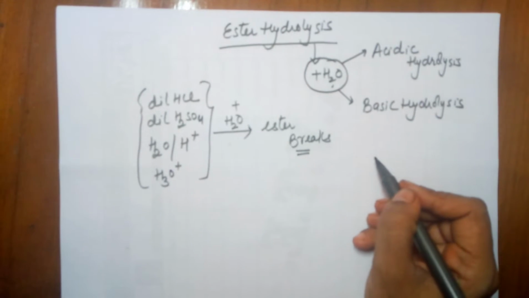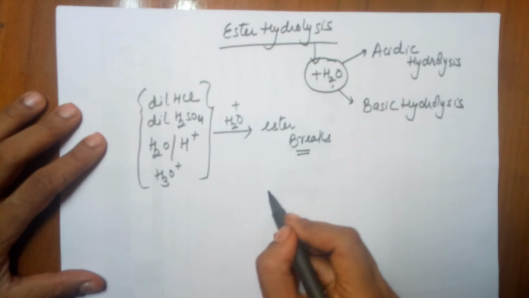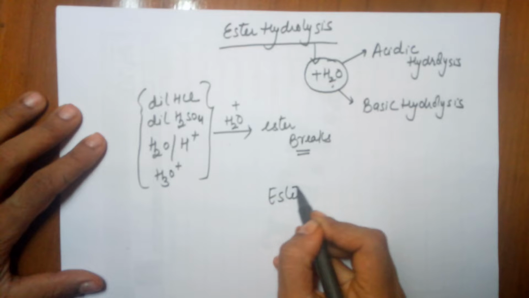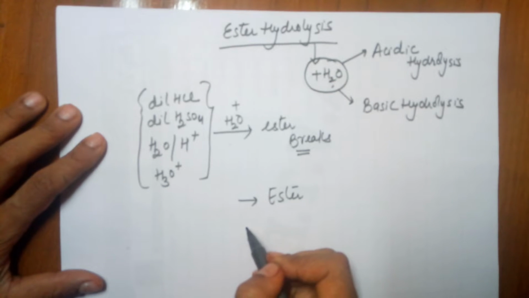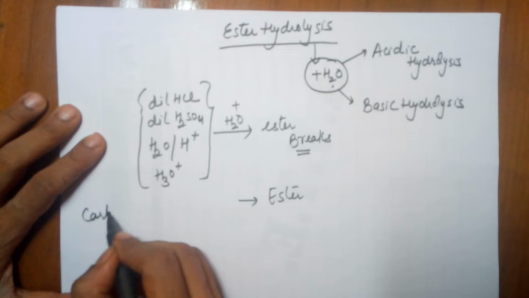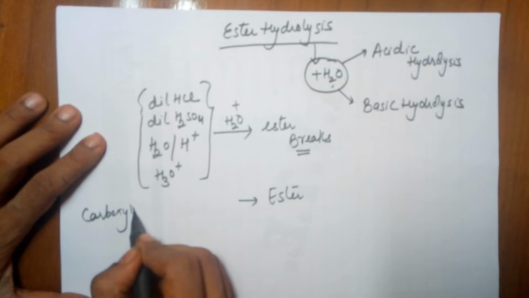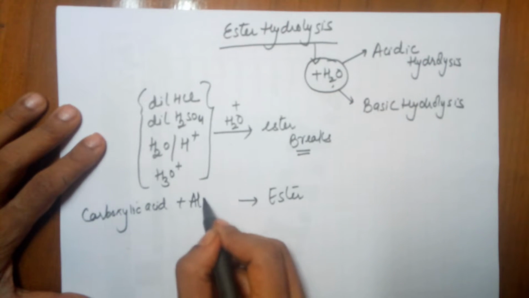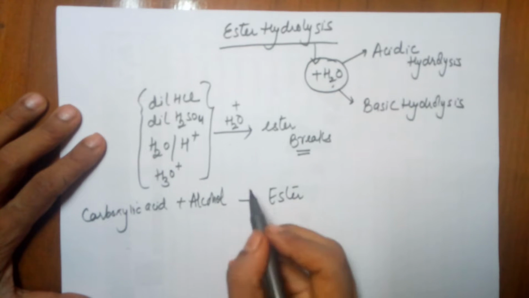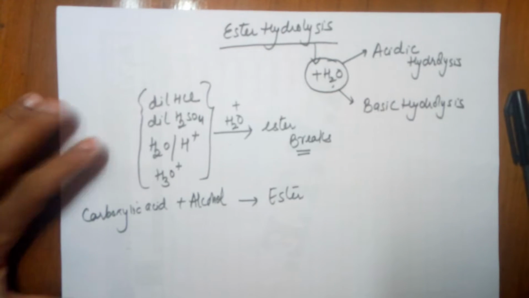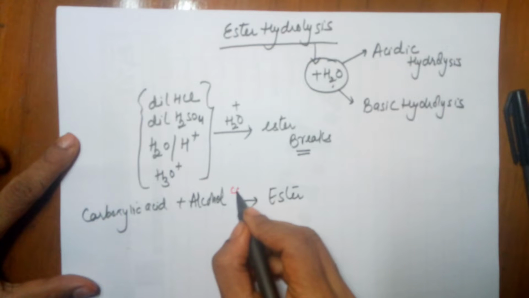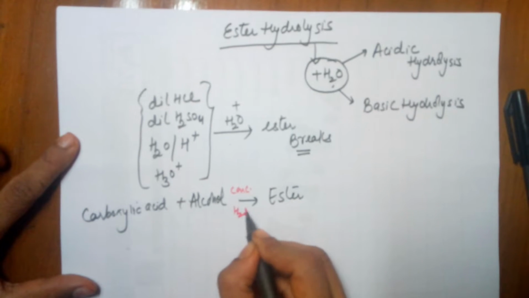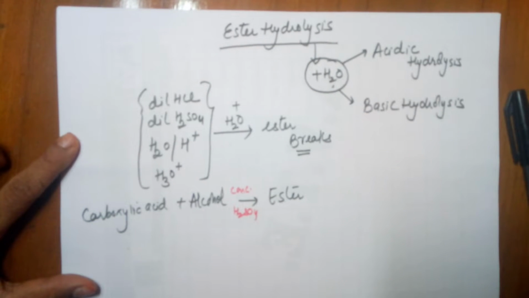Now, what are the components of an ester? If you remember, how did we prepare an ester? To prepare an ester, you required two entities. One was carboxylic acid and the other was alcohol. And if you remember, we had added concentrated sulfuric acid to the mixture, and the function of this concentrated sulfuric acid was to remove water.